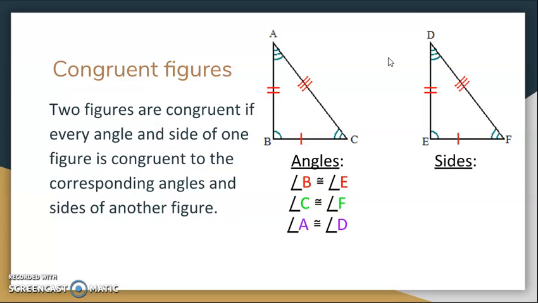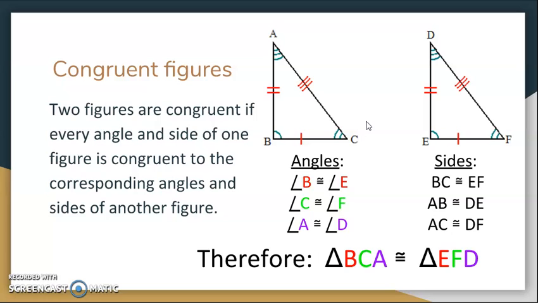On the other side of that, I need to look at the sides. So you can clearly see here that BC has a single mark. BC is congruent to EF. AB with double marks is congruent to ED over here with double marks. And AC is congruent to DF. Which leads me to conclude that triangle BCA is congruent to EFD.